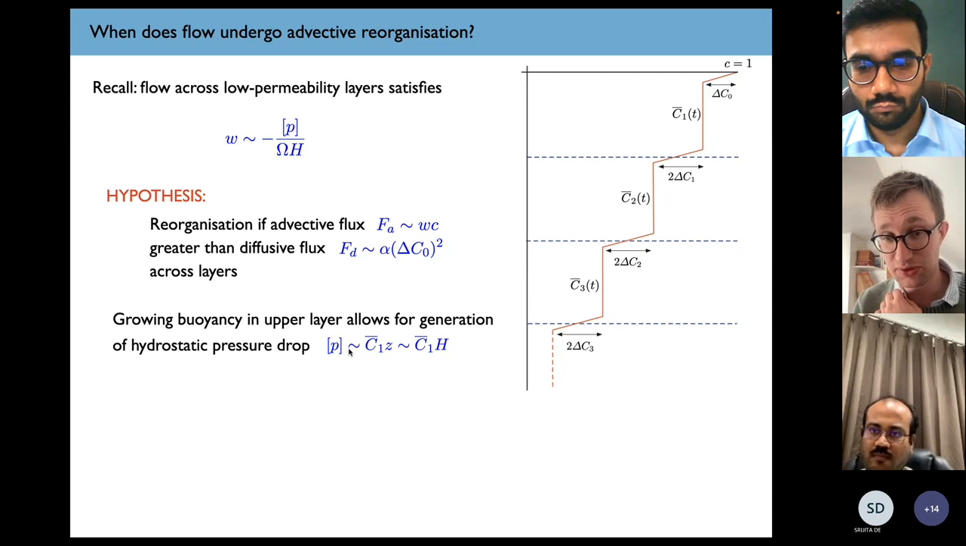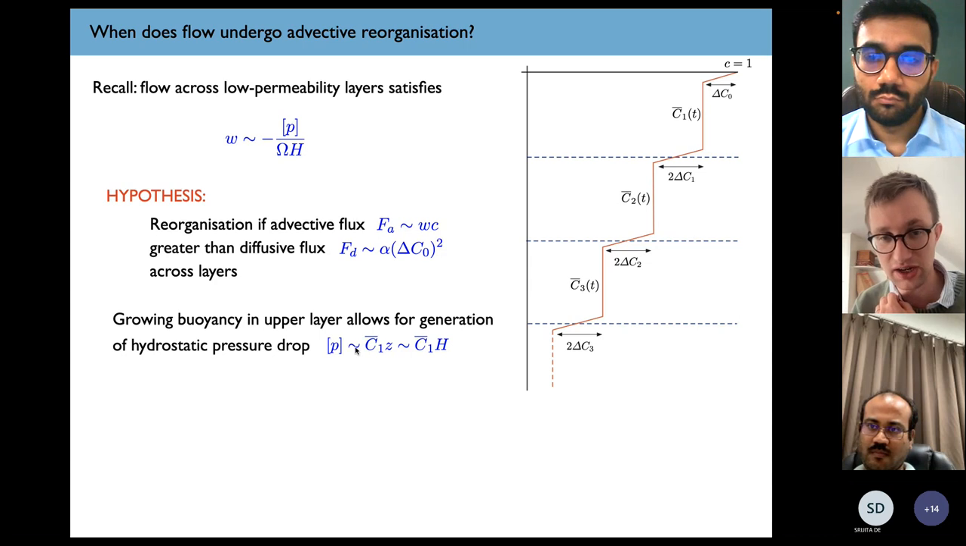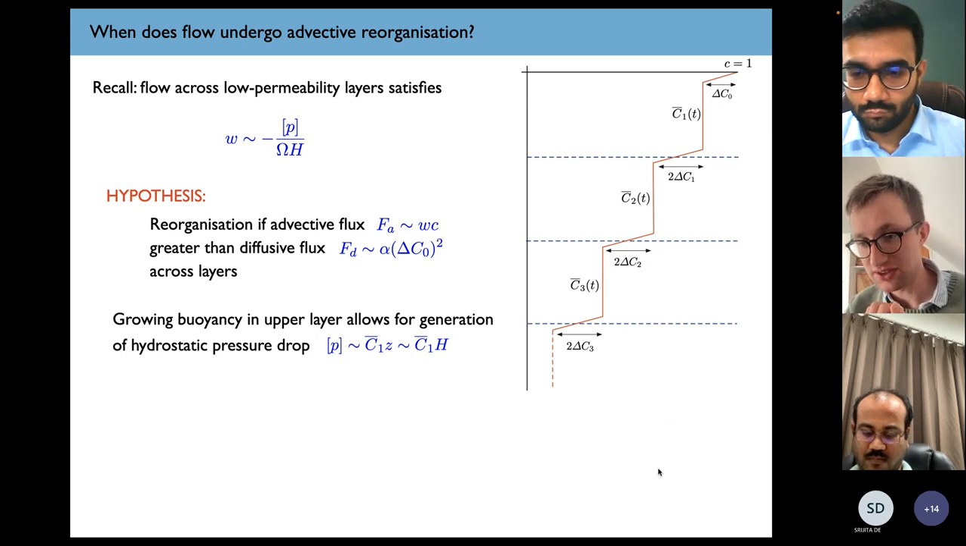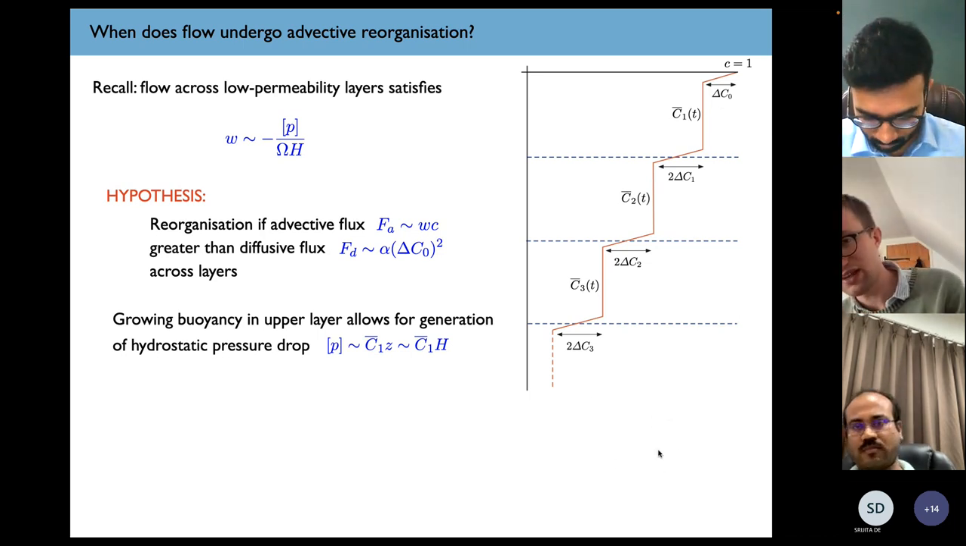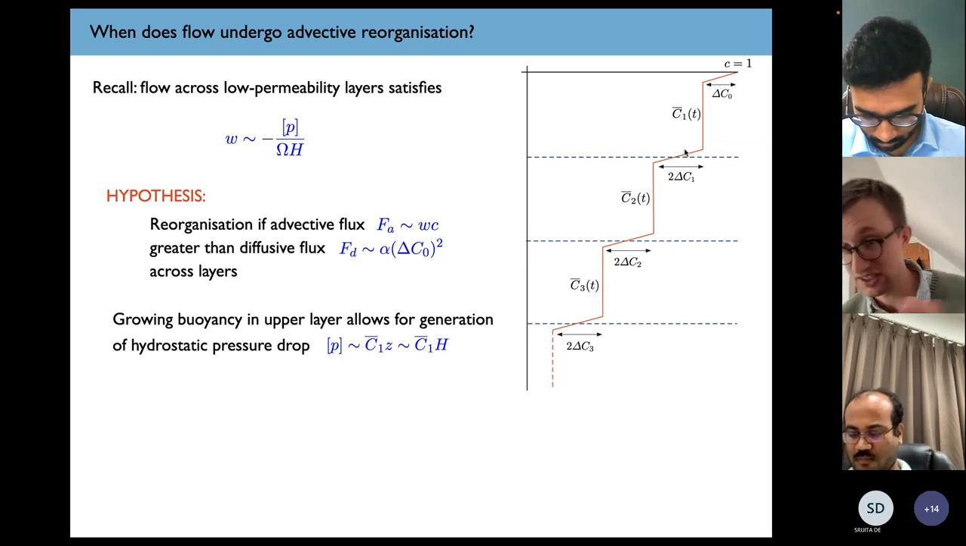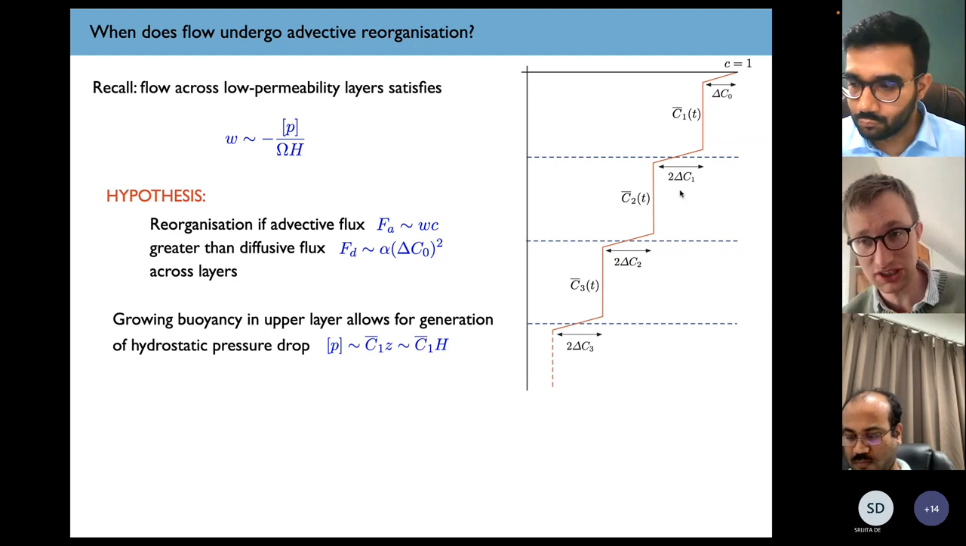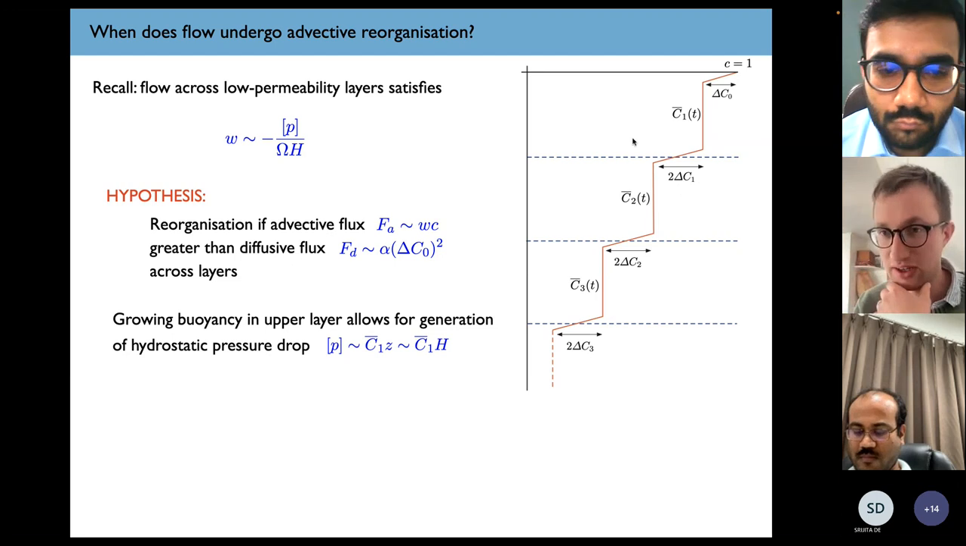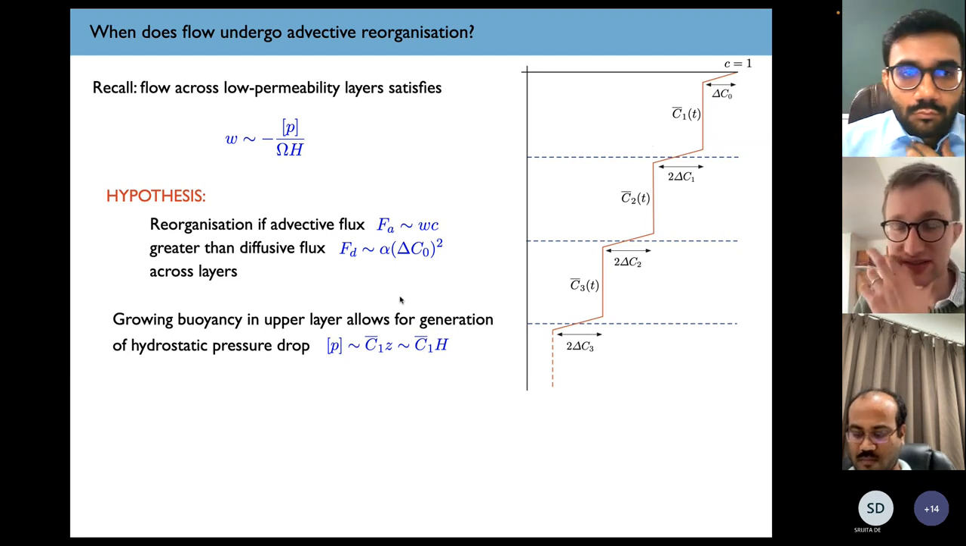And that allows, in principle, if you were able to put those two materials next to each other, you could build up an increased hydrostatic pressure associated with the fact you're building up density in this upper layer. And that's basically the mechanism of this advective reorganization. You're able to build up enough pressure up here that the system is able to bring up the fresh fluid from down here. And there's enough buoyancy difference, enough hydrostatic pressure is able to be generated that drives flow across the layer by just buildup of hydrostatic pressure in the upper layer. So that's the kind of mechanism.